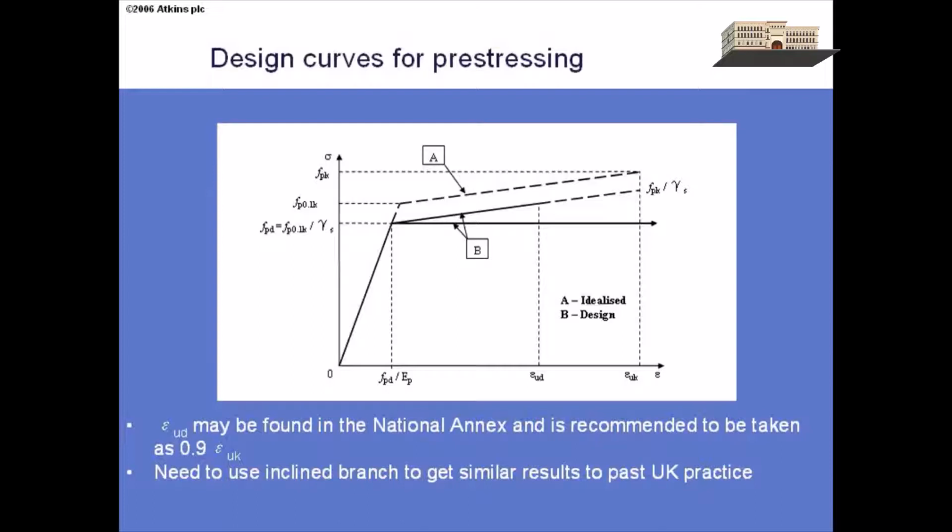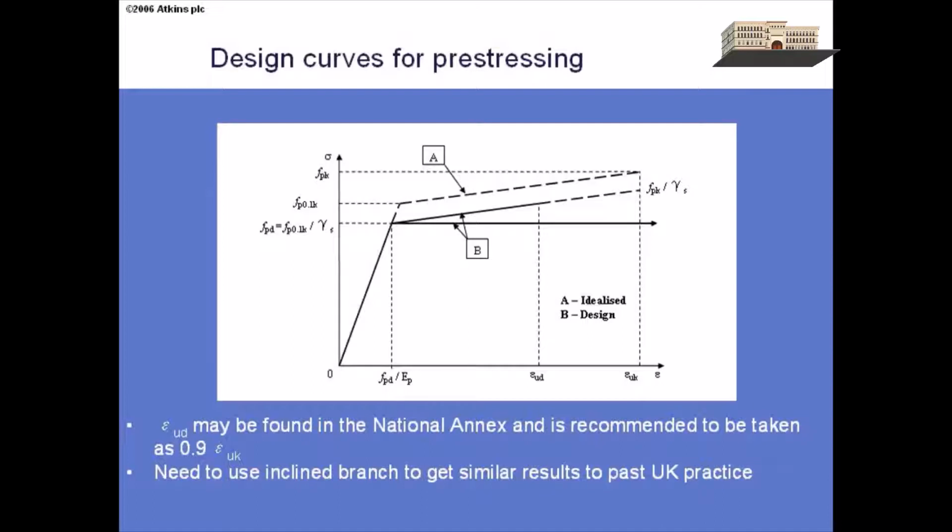Because in BS 8110, the horizontal branch wasn't at yield, or the 0.1% proof stress, it was actually at the ultimate tensile strength of the steel already. The justification for that's always been slightly iffy. So with prestressing, again, a choice of 2 options, either a flat branch at the 0.1% proof stress or a rising branch up to ultimate tensile strength. And if you use the ultimate tensile strength, you have to check, again, the fracture of the prestressing steel.